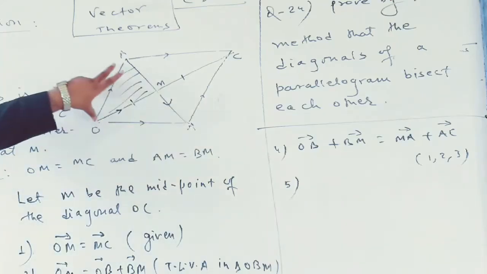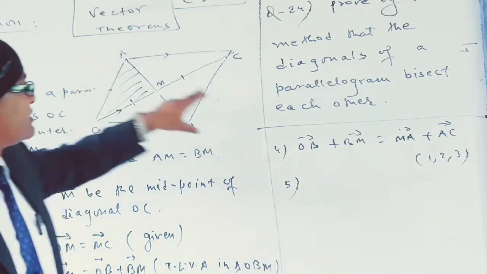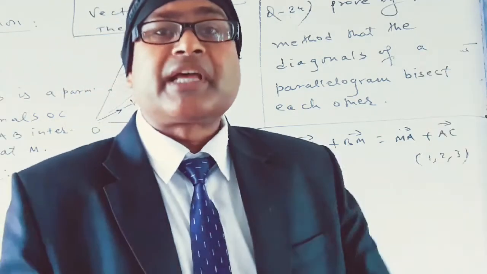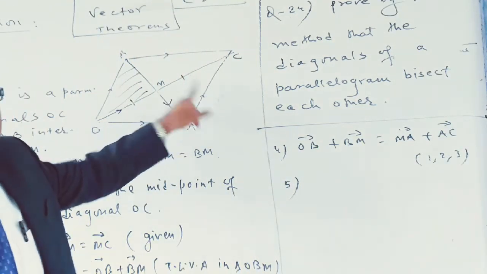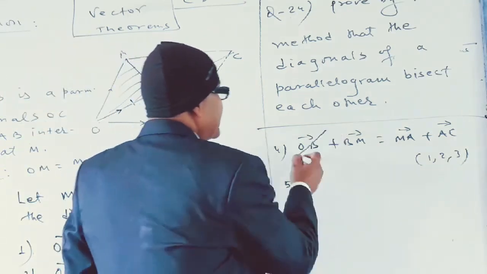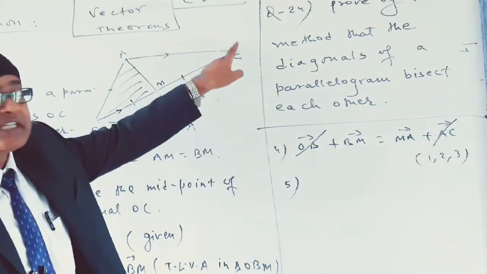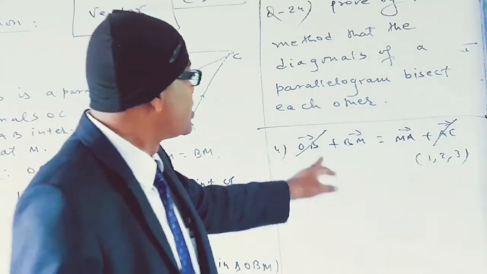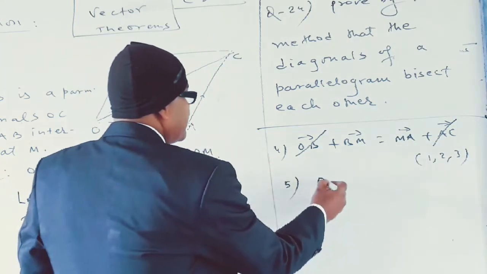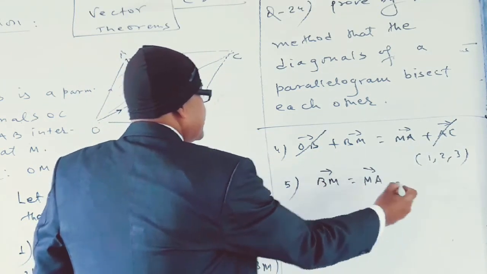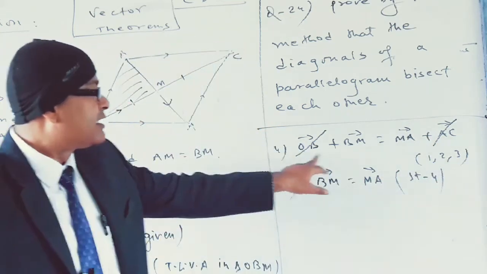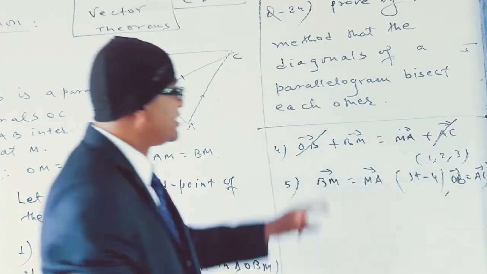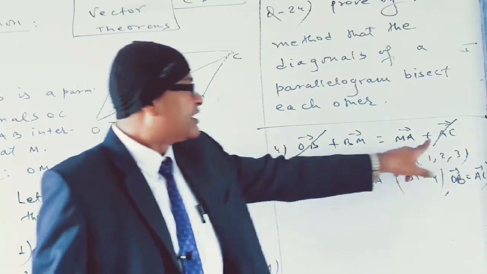Now, dear students, vector OB and vector AC are along the opposite sides of the parallelogram. We know that vectors along the opposite sides of a parallelogram are equal because they have the same direction and the same magnitude. That means vector OB and vector AC are equal vectors. So we can cancel them, and from statement 4 we get vector BM is equal to vector MA.